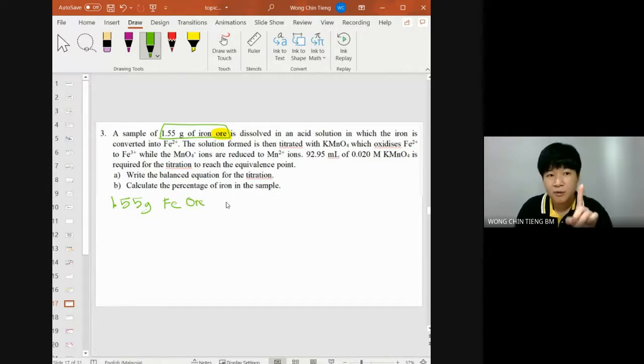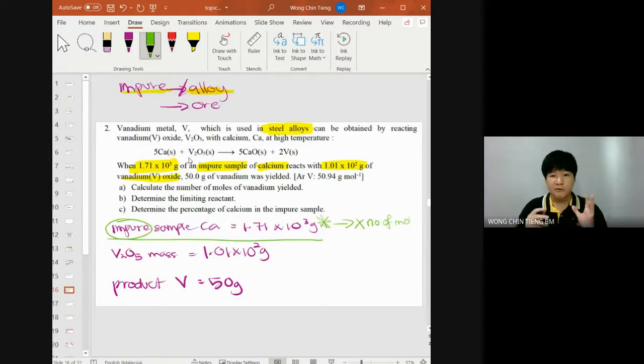Dengan kata lain, the 1.55 gram dalam tu, selain daripada ferrum, selain daripada iron, kamu ada batu, ada kaca, ada kayu, ada benda lain. Alright? So kita tak boleh bahagi dengan molar mass. We cannot find the number of mole. First tips. Second tips, tak boleh find number of mole. Kena buat apa misal? Tapi dua ni, kita boleh cari number of mole.